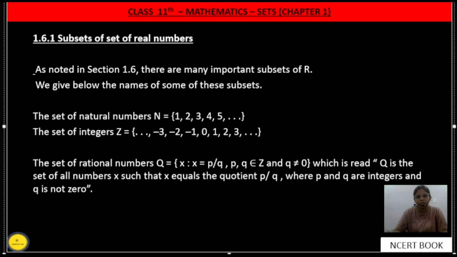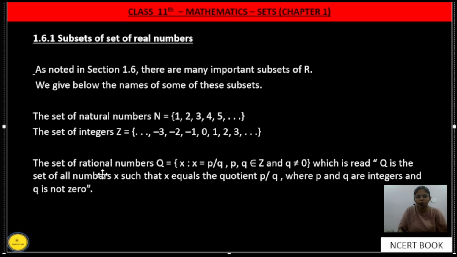Now, subsets of set of real numbers. As we noted in section 1.6, there are many important subsets of R. The set of natural numbers N equals 1, 2, 3, 4, 5 up to infinity. The set of integers Z equals from minus infinity to minus 3, minus 2, minus 1, 0, 1, 2, 3 up to plus infinity.